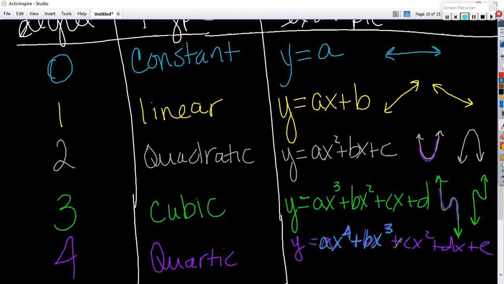Can you see it now, or do I just need to erase it? Okay. There we go.